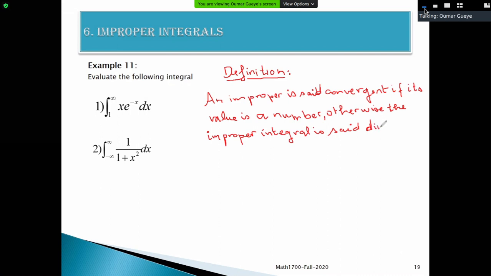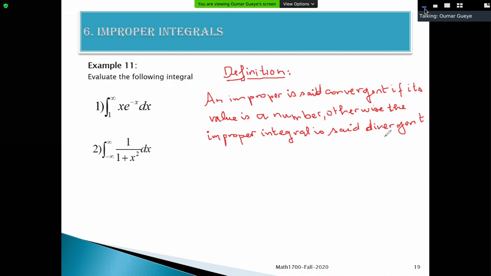Okay. So to be convergent, the integral should be equal to a number. Otherwise, if it's not equal to a number, your integral is divergent. So not equal to a number, it could be minus infinity or positive infinity. In both cases, your integral is divergent.